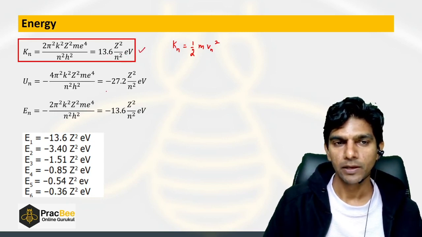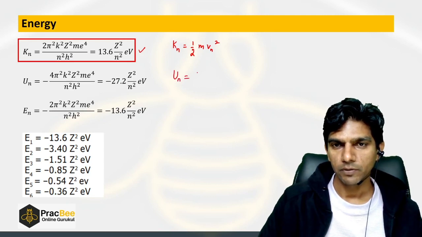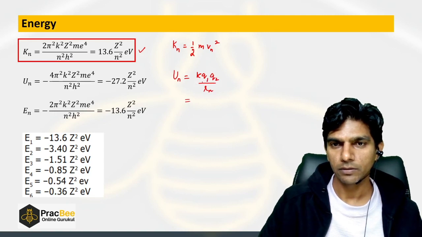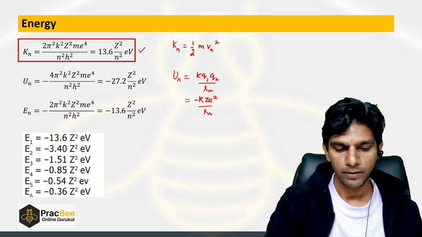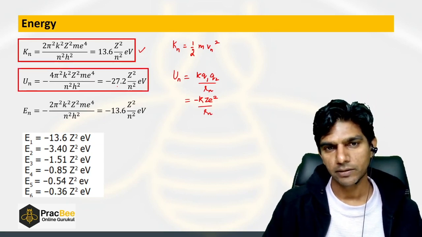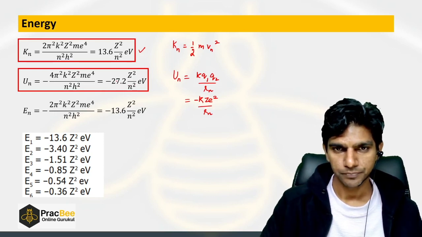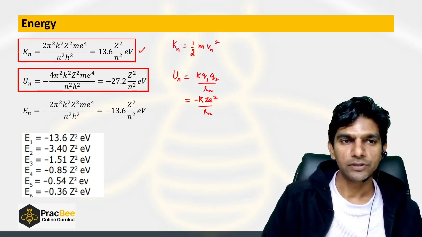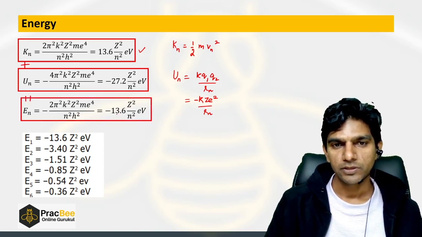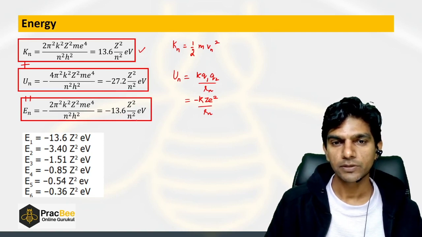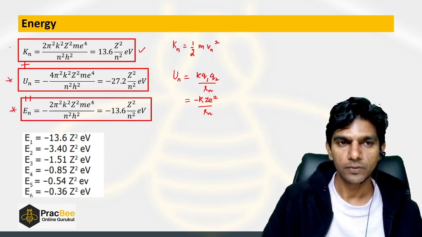Do remember this formula. Potential energy will be given by k q1 q2 by Rn. Putting the charges, it will be negative, K Ze square upon Rn. If you substitute the value of Rn, we will get Un, and it comes out to be minus 27.2 Z square by n square in electron volt. Now if we add these two, we get minus 13.6 Z square by n square. So do remember these three formulas.